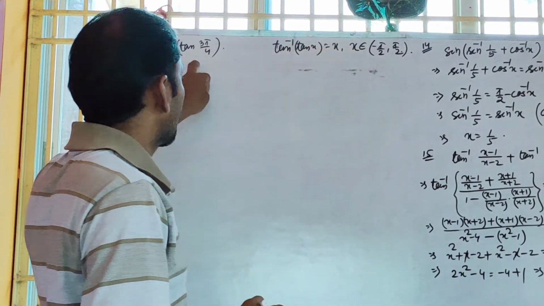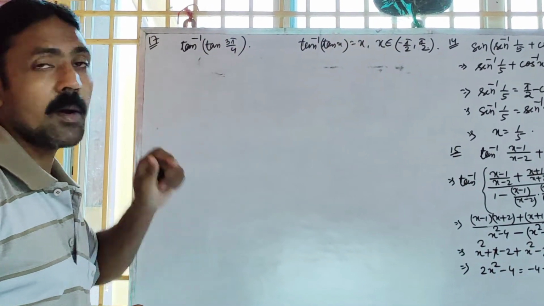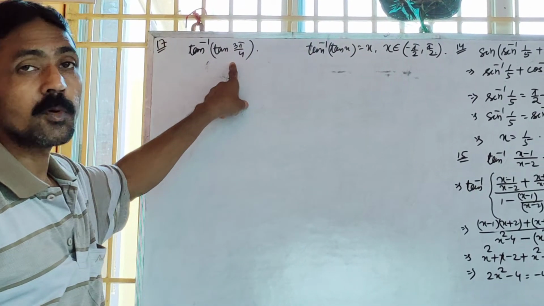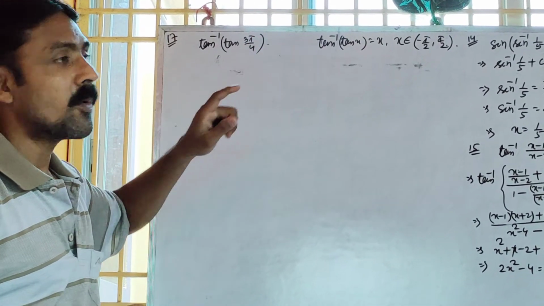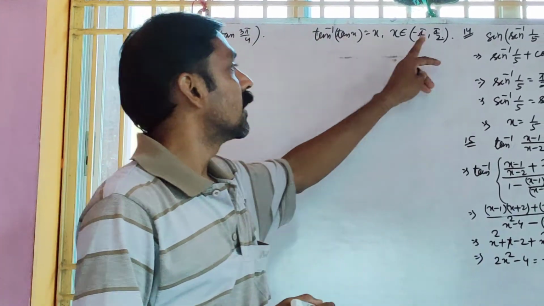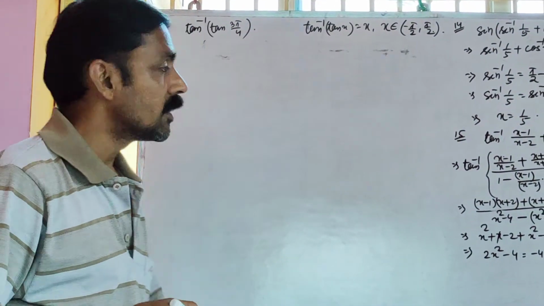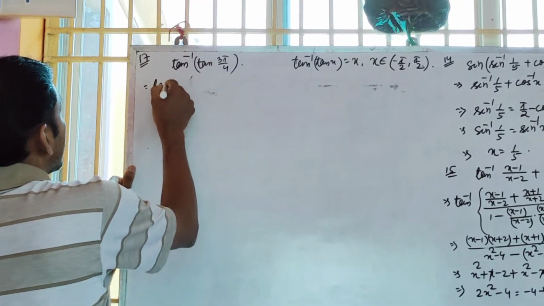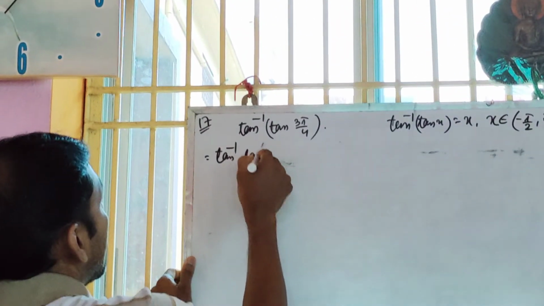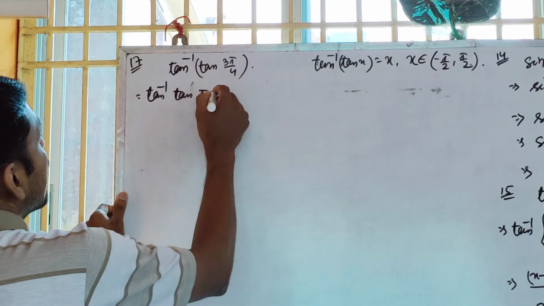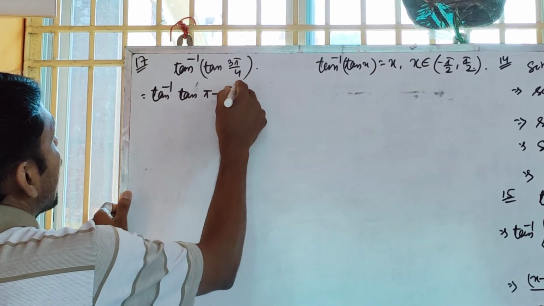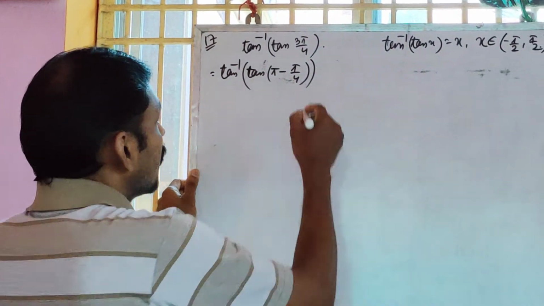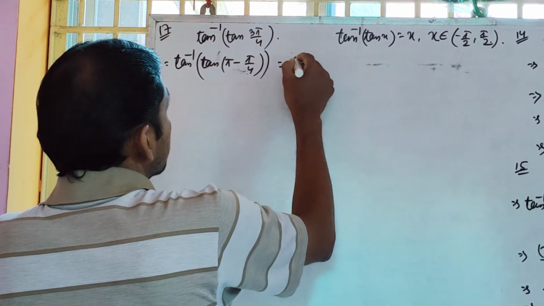So here, what is this angle? You see 3 pi by 4. 3 pi by 4 means how much? Pi by 4 is 45, so 3 pi by 4 is 135 degrees. So it is beyond 90, so you have to first split it. So this can be written as tan inverse tan, and you can write 3 pi by 4 as pi minus pi by 4.